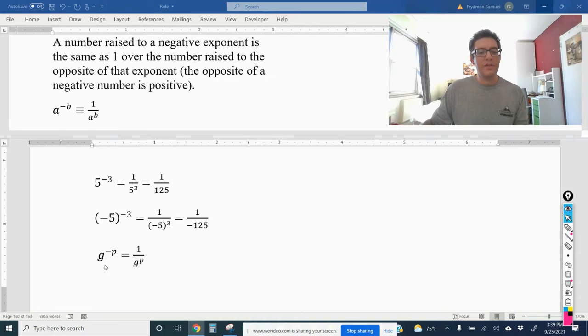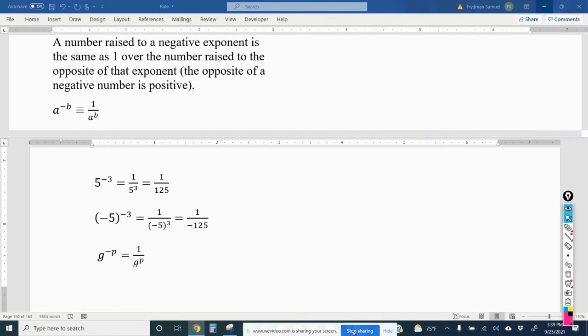All right, last example here, g to the power of negative p would be equal to 1 over g to the power of p. So since I don't know what g is or what p is, I can't simplify this any further like I simplified these over here. All right, so that's negative exponents. And now let's talk about why this rule has been defined this way, and how it's consistent with the other rules that we already have.